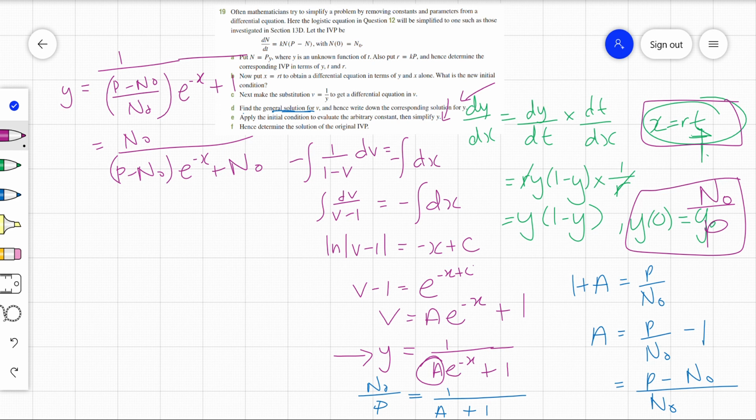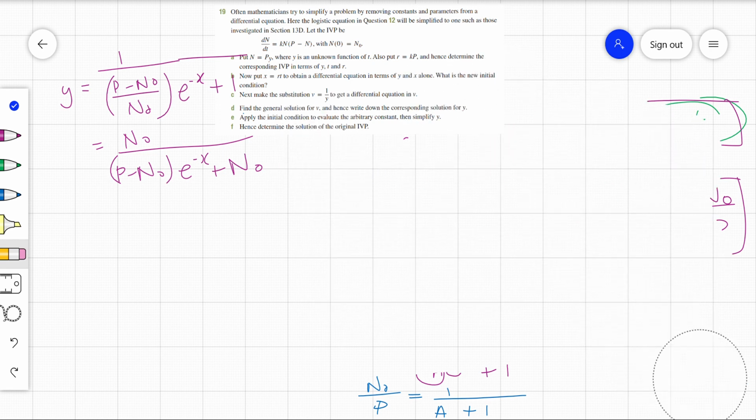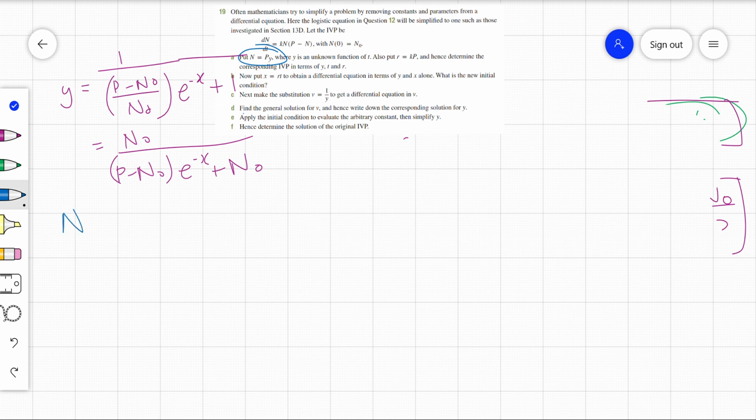So I've simplified for y, hence determine the solution of the original. All right, so having gotten to there, let's have a look at the original, and I probably rubbed out what I needed. Okay, so remember that we started with n equals py. So n, if I want it in terms of n, which I do because I want dn on dt here, n is p times y. Well, we've got y, so I'm going to multiply y by p. So that's not too bad so far.